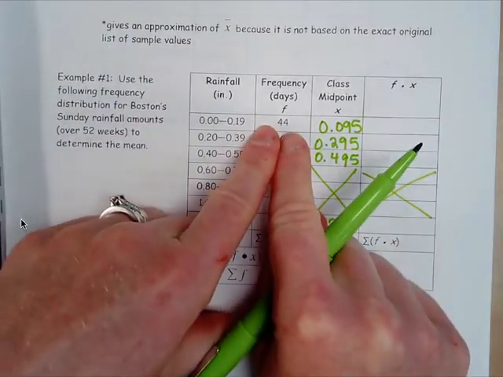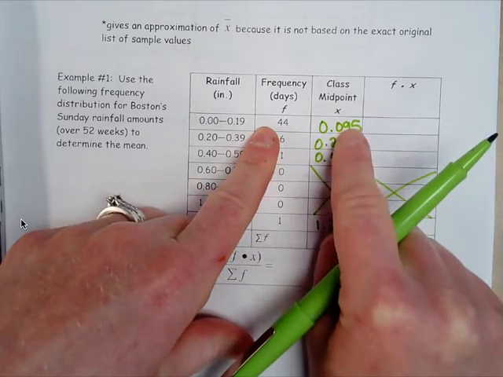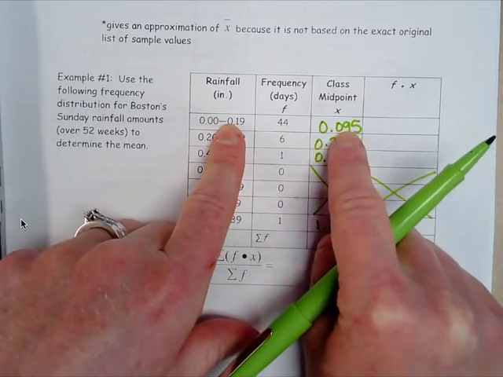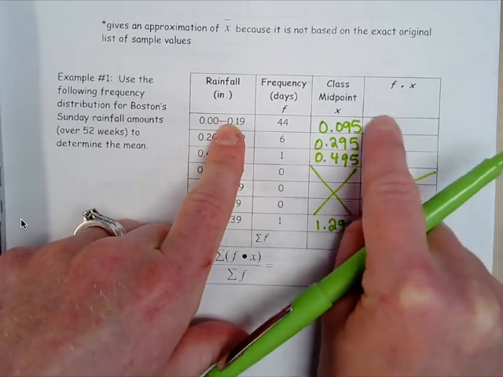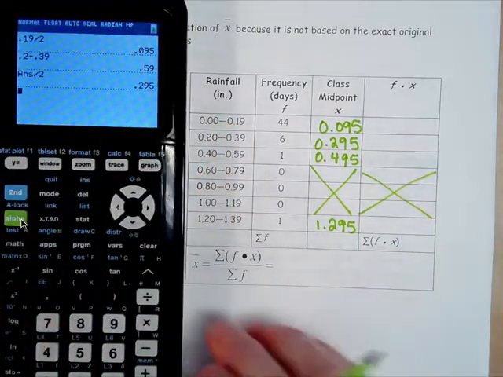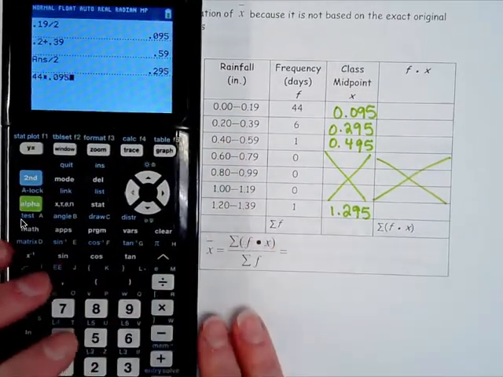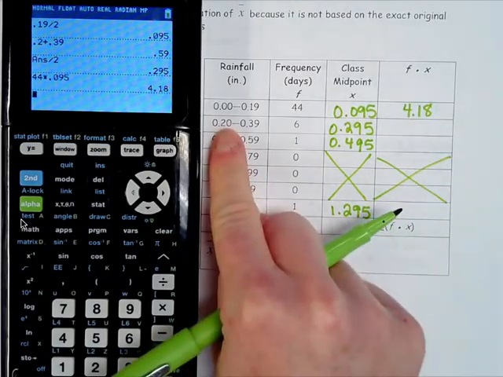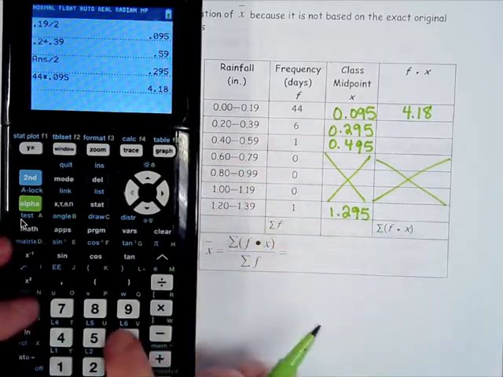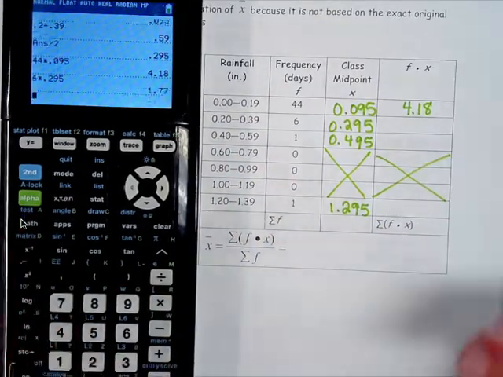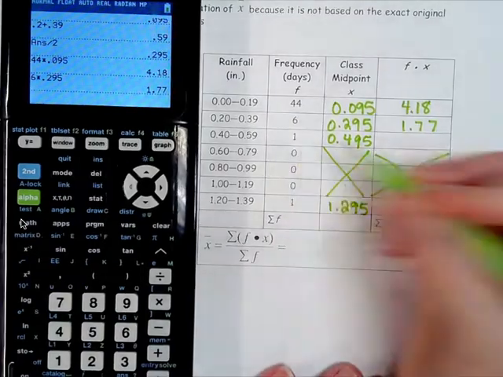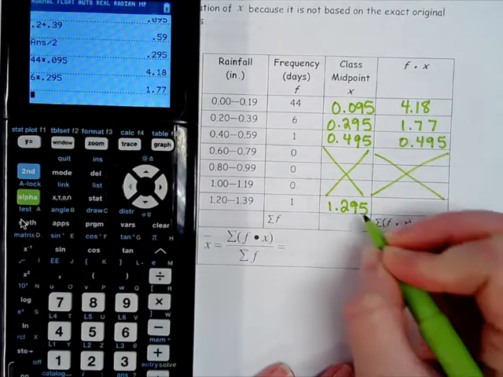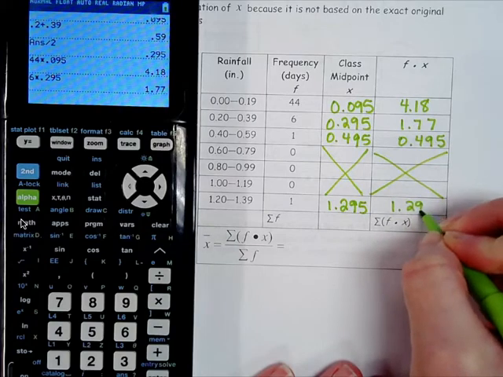So there's 44 of them because it's the frequency. We're assuming or pretending that all of the rainfall was 0.095. So we're going to multiply these to get the total amount of rainfall. So 44 times 0.095 is 4.18. Do the same thing for the class between 0.2 and 0.39, and then times 1 is going to be 0.495. Times 1 here, 1.295.